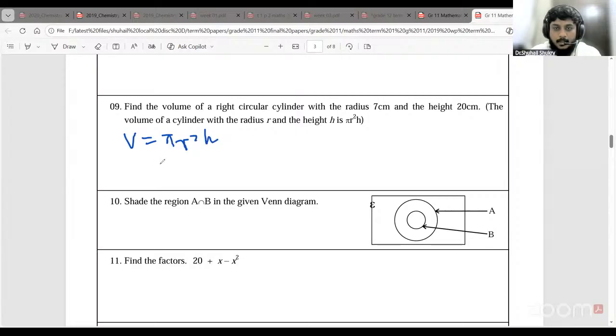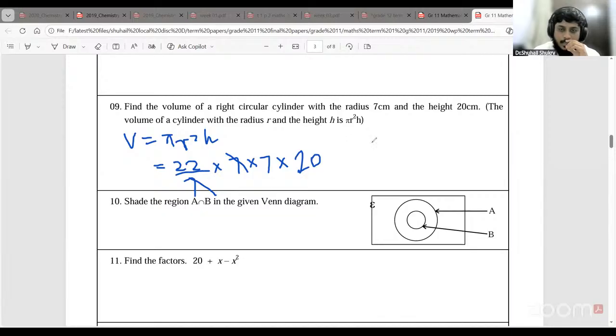So what is pi? Pi is 22/7. What is the radius? The radius is 7 into 7. And what is the height? The height is 20. So I can simplify the 7 and 7. Then what is the answer for the volume? You get 7 into 22 as 154. 154 into 20 is 3080. You get the answer as 3080 centimeter cube.